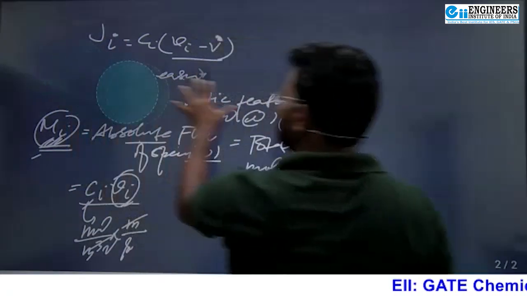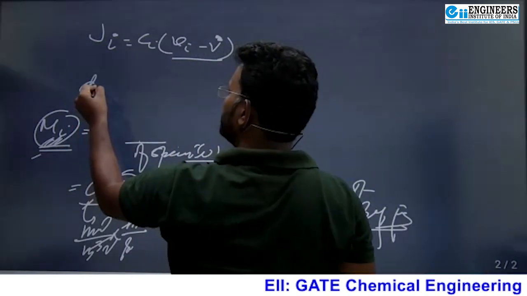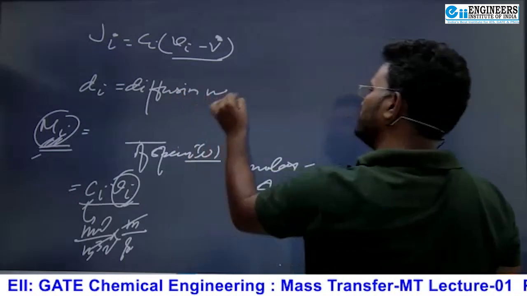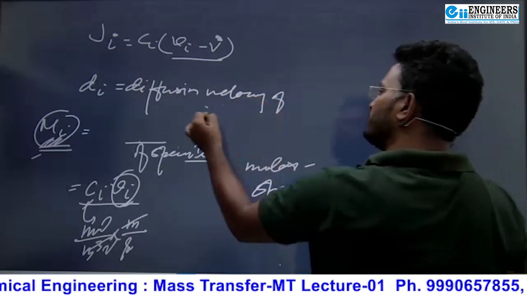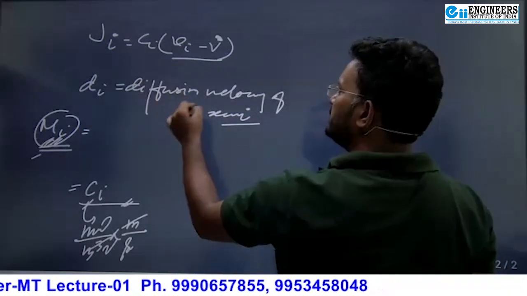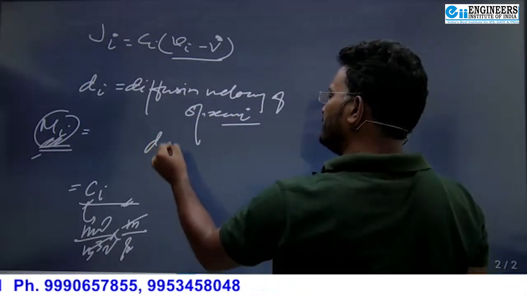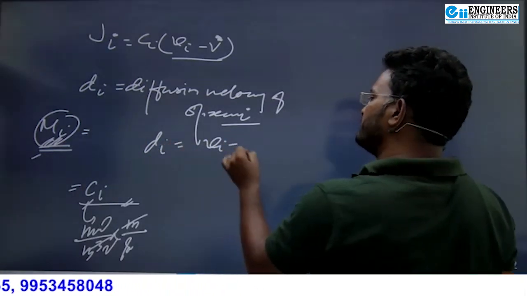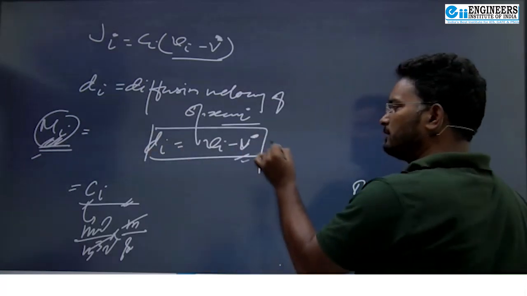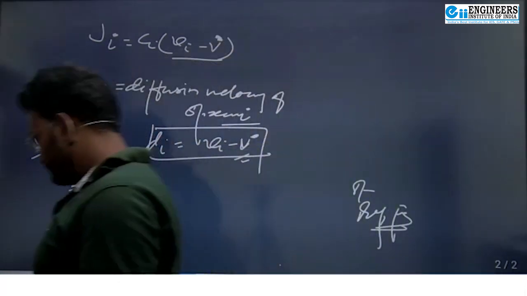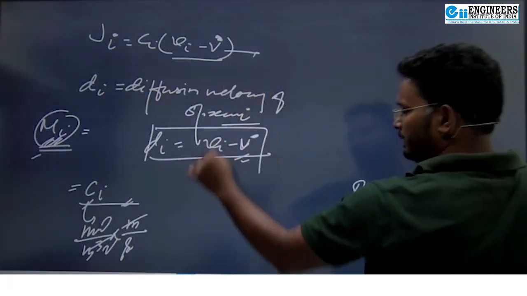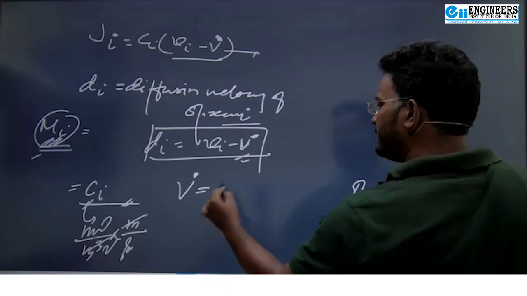Now, there is also a term called di, the diffusion velocity of species I. Species I का diffusion velocity क्या होगा बच्चे? Diffusion velocity of species I, di, this will be what? Vi minus V star, where V star is the average velocity of the mixture. You can write it is called diffusion velocity. V star equals the bulk average velocity. I am going to clear it, don't worry. V star is the average velocity of the mixture.